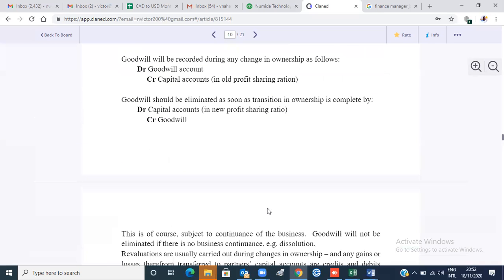The reason as to why we are crediting capital accounts: somebody is selling you something which is worth 100 million, but he's selling it to you at 120. So he's charging you extra money than you are actually seeing. So that extra charge, which we are calling goodwill, is going to be a cost on the remaining partners. And if it is a cost on the remaining partners, it is definitely going to do what? To reduce their capital accounts.